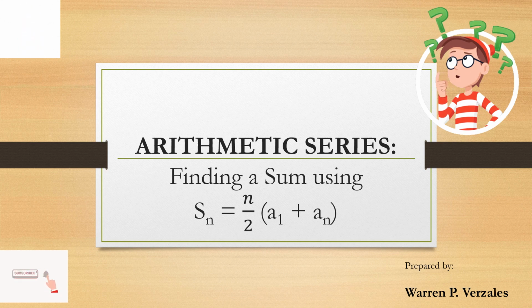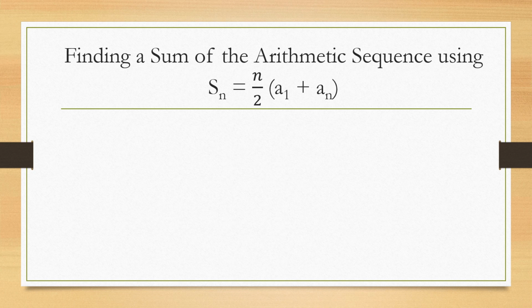Today's discussion is all about finding the sum using the formula S sub n is equal to n over 2 times the sum of a sub 1 plus a sub n. How to find the sum of an arithmetic sequence using the formula S sub n is equal to n over 2 times the sum of a sub 1 plus a sub n.